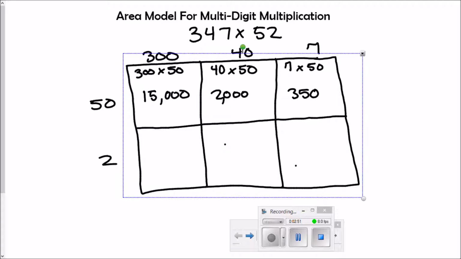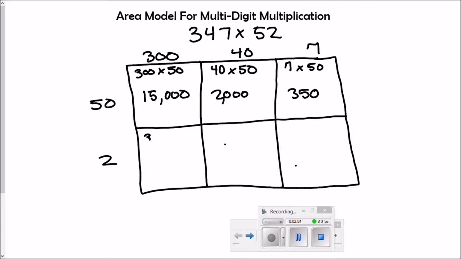The same thought process here. I'm going to multiply 300 by 2 in this first box, and I'm going to get 600. Second box in the bottom row, I'm going to multiply 40 by 2, and we get 80. And then in the last box, we're going to multiply 7 times 2, and we get 14.